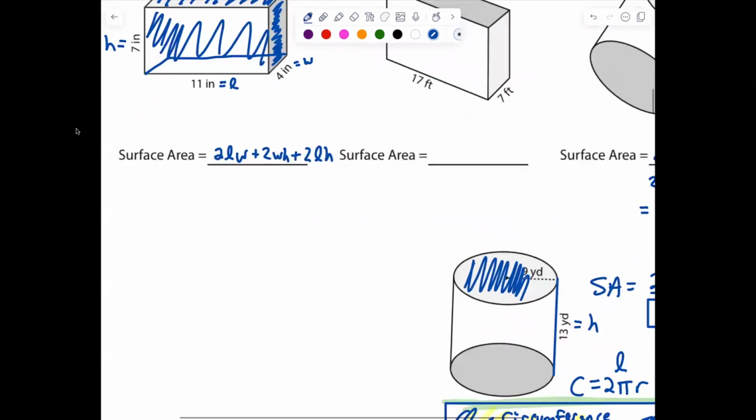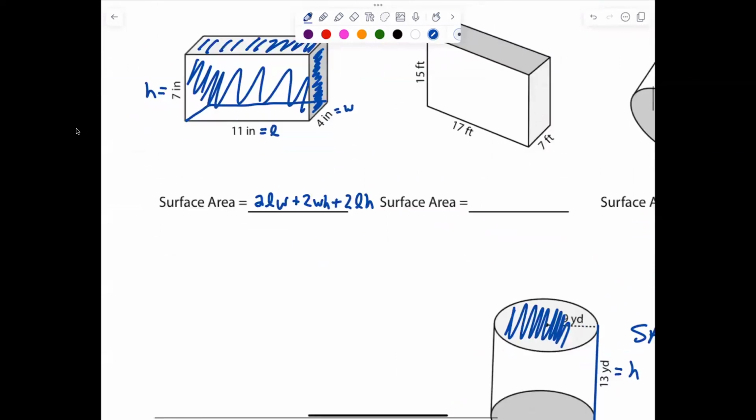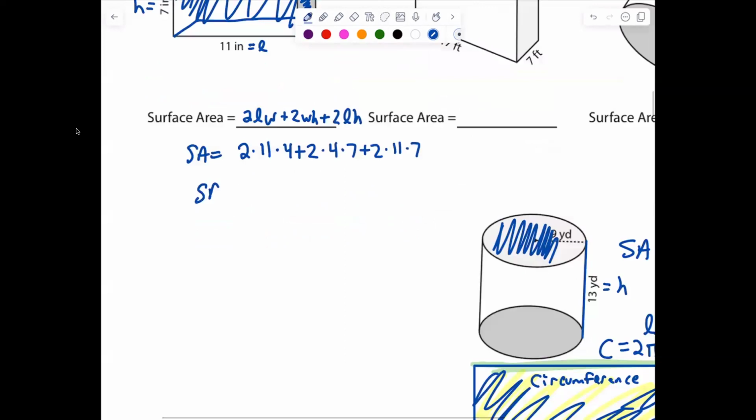So here we're going to do for number 4, what's L? 11. What's W? 4 plus 2 times what's W again? 4. What's H? Plus 2 times L and H. What's H? 7. Now multiply that out and tell me what the surface area is. Talbot, did you get that? Surface area is 298 inches squared. Sarah, is that all right? Anybody have any questions with that?